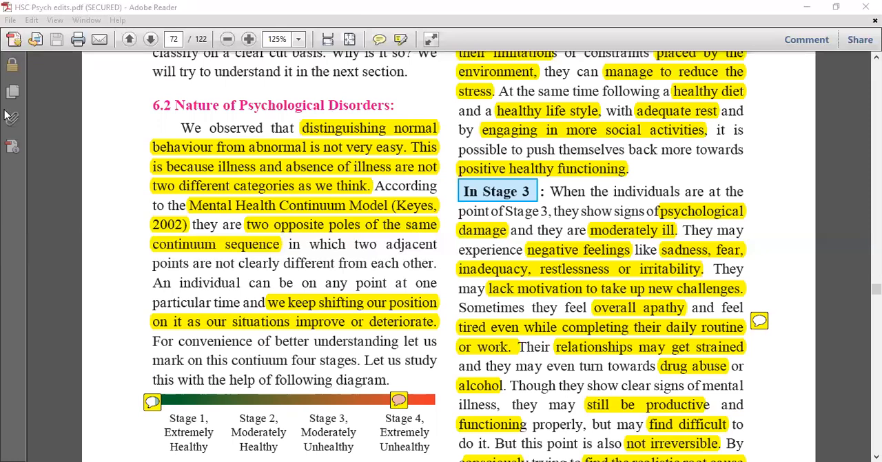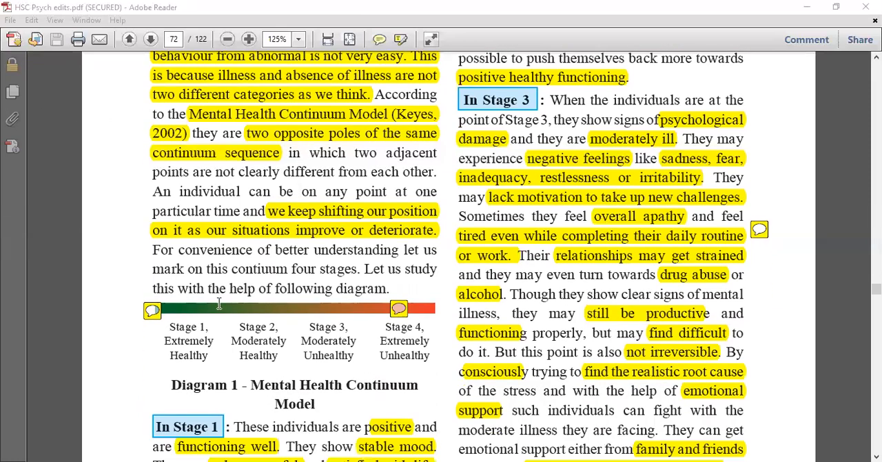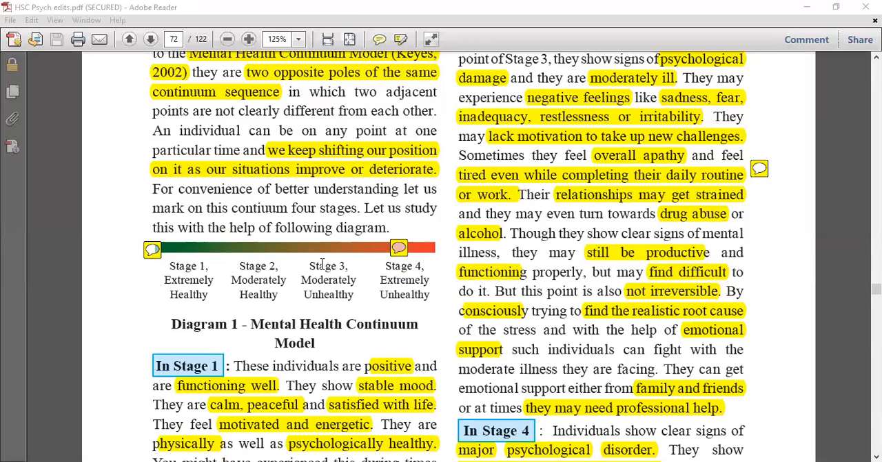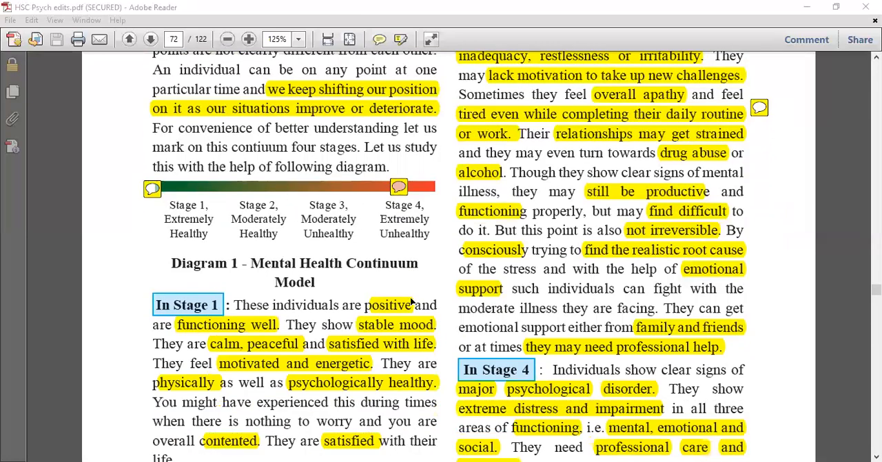So Keyes gave the mental health continuum model, where he spoke about 4 stages, between, say, green as healthy and red as unhealthy. These 4 stages in general don't have a clear distinction; you can't clearly distinguish them. So the first stage is extremely healthy. Second is moderately healthy, then moderately unhealthy, and extremely unhealthy.